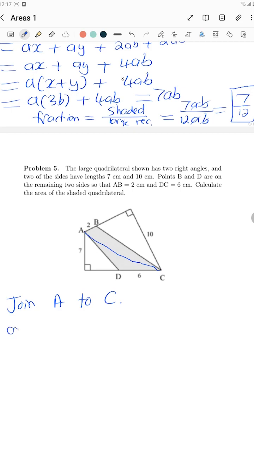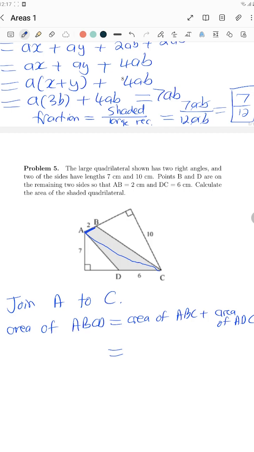And so the area of ABCD is the area of ABC plus the area of ADC. So every quadrilateral you can break up into two triangles by joining two opposite vertices. All right, is this useful or helpful? You've got to ask yourself that question. Now let's have a look at triangle ABC. Now, do we know AC? No. Do we know BC? No. But we know AB.